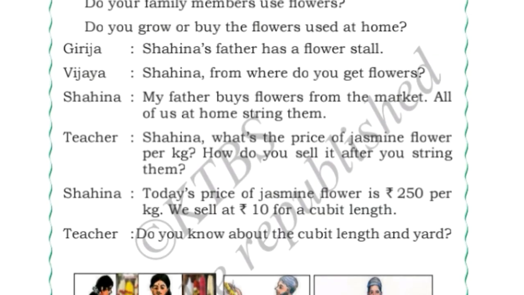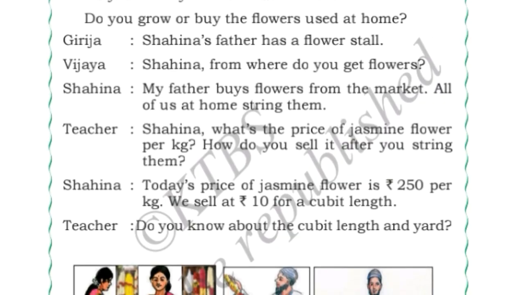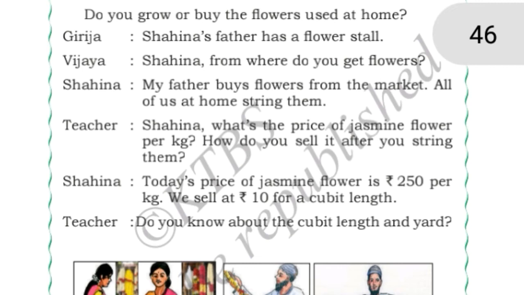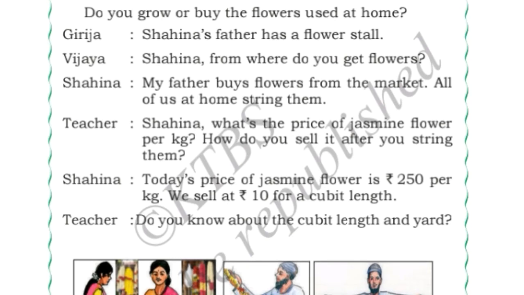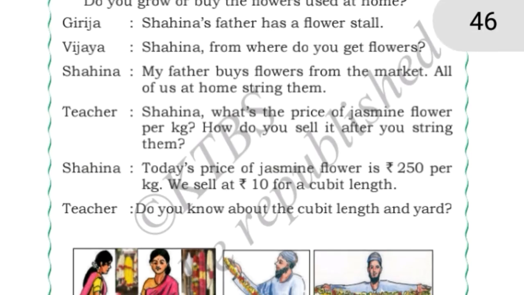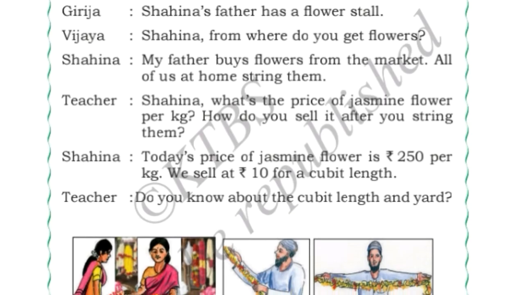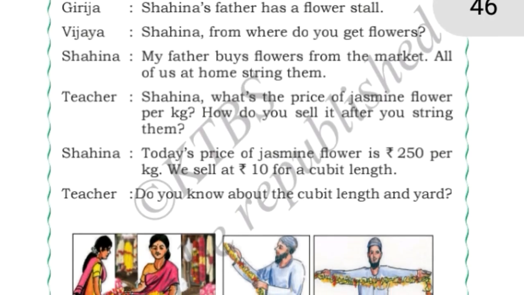Yes, here Girija says that Shahina's father has a flower stall. Flower stall is a place where flowers are sold, right? Yes, so Vijaya asks Shahina from where they get flowers. Shahina says that her father buys the flowers from the market, and all of them which are there in the home, they used to string them, they used to tie them.